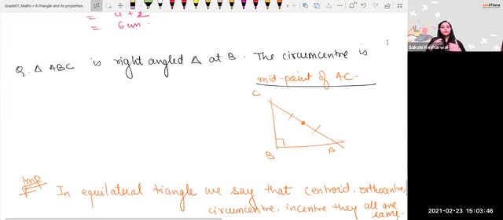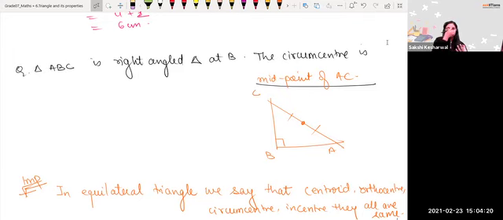So today let's have a quick revision of the things we have discussed. We have discussed medians. The point of concurrence of medians is the centroid. Then altitudes. The point of concurrence of altitudes is the orthocentre. Then angle bisectors. The point of concurrence of the angle bisectors is the incentre. And from the incentre, if you drop perpendiculars to the opposite sides, all the perpendiculars are equal, and they form a circle.